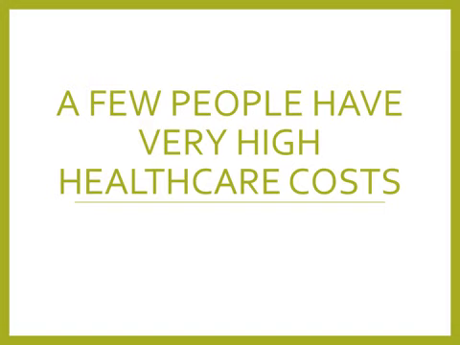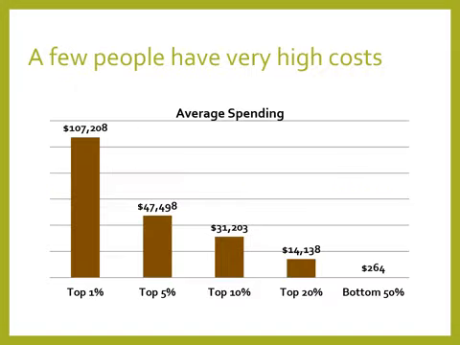A few people have very high healthcare costs. So the average spending in the United States is somewhere between $31,000 and $14,000 on the average spending. Our top 1% spend over $107,000, and our bottom 50% spend less than $250 per year.